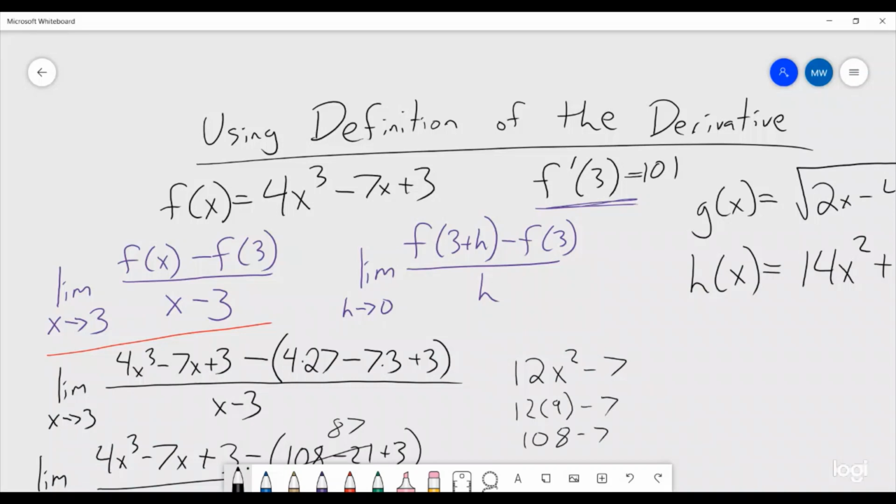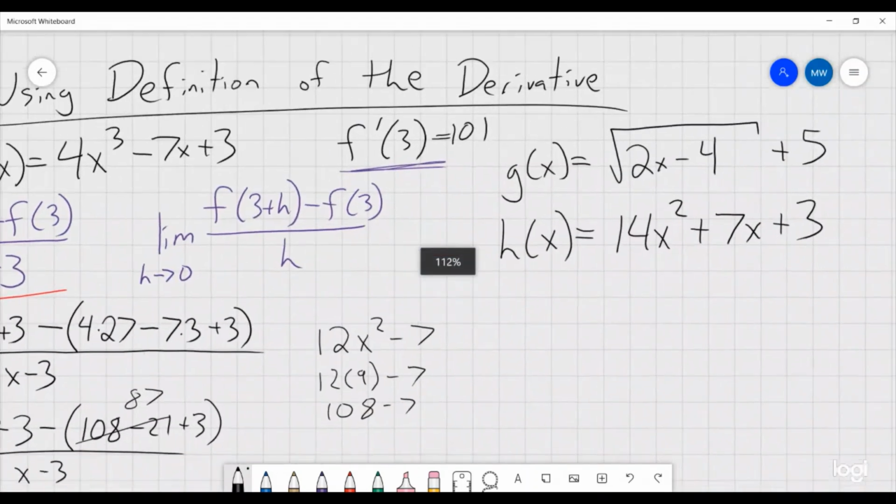So this work that we did here is not allowed if we are asked to do it using the definition of the derivative. However, we can do this to check our work. That is why it's helpful to be able to check your work this way, now that we know all of those different rules.